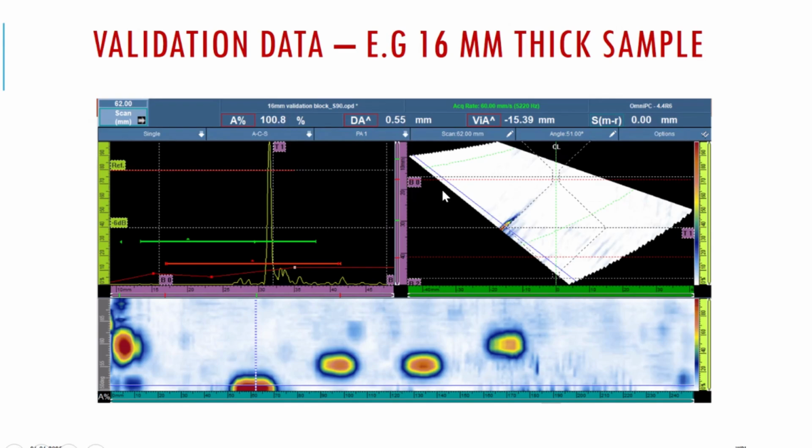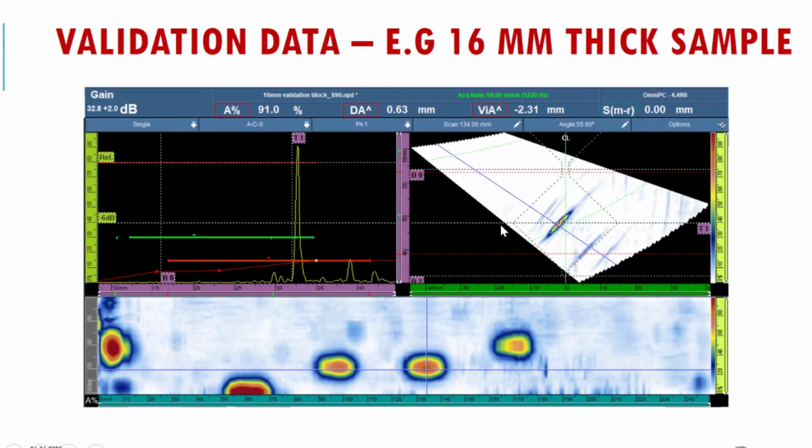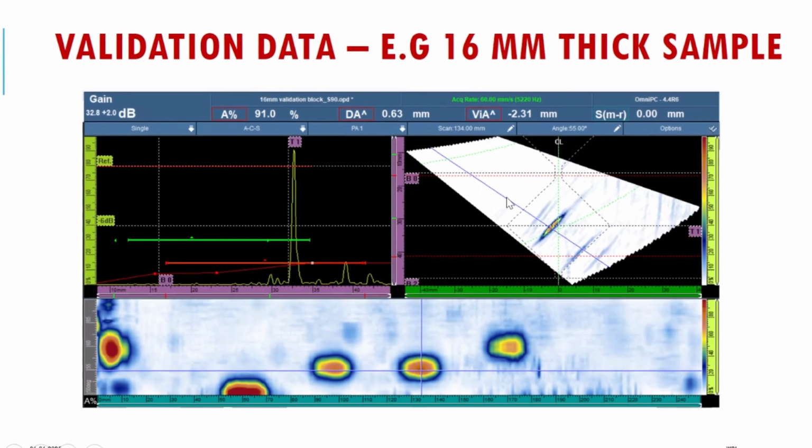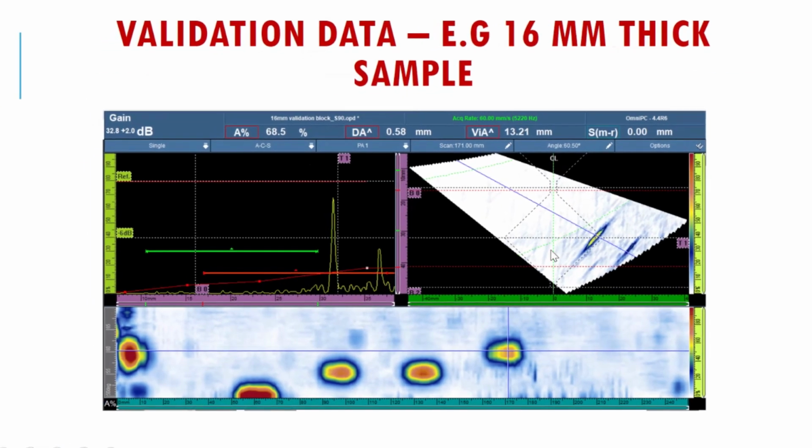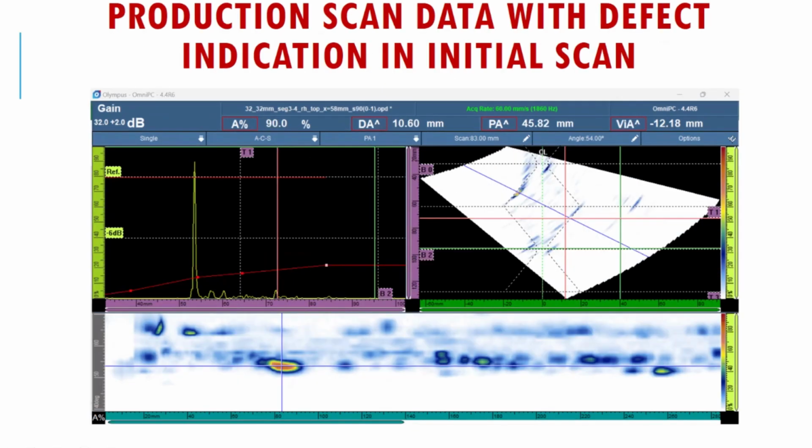The amplitude is 100.8%. The depth is 0.5 mm from the toe region. And this one is also in the toe region; the defect will be here at a depth of 0.63 mm from the top. The amplitude is 91%. This is also a toe region defect. These are all the defects in the validation block.